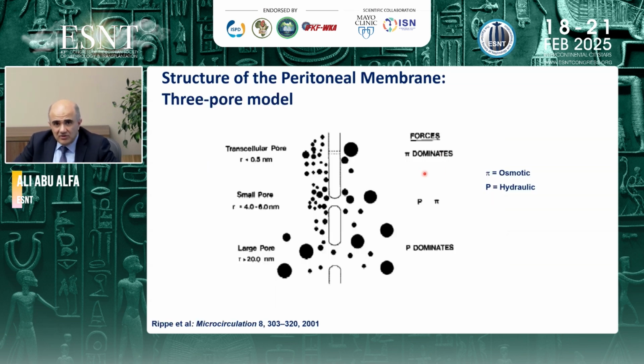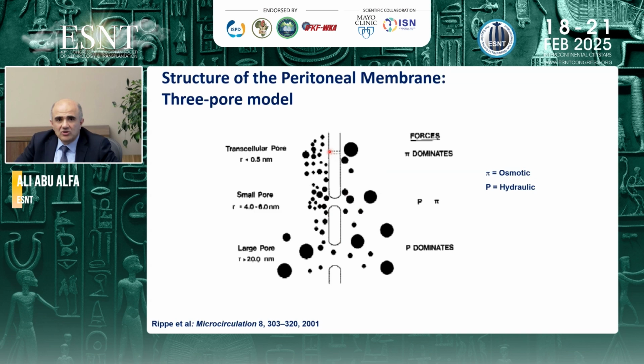So going a little bit deeper, this is a wonderful work that was published also almost 25 years ago by the late Dr. Rippe, and Rippe really predicted the presence of different pores in the peritoneal membrane in terms of size, and that's really key for how peritoneal dialysis actually works and gives us the potential to use it as a therapy that Ayman so elegantly presented in terms of outcomes and correction of urea and more than that.